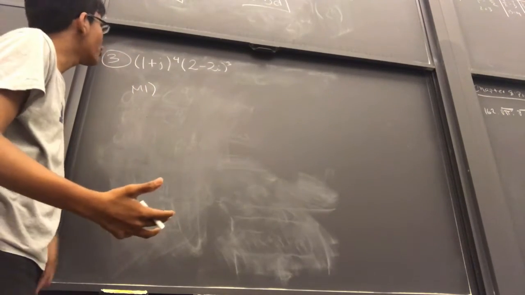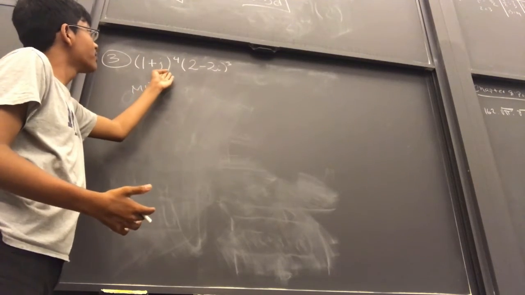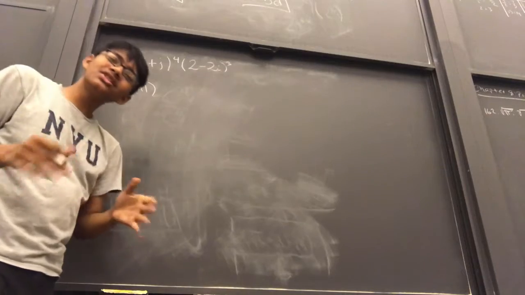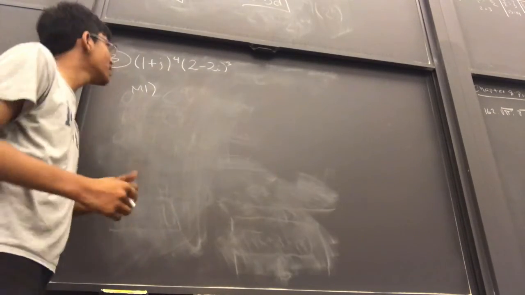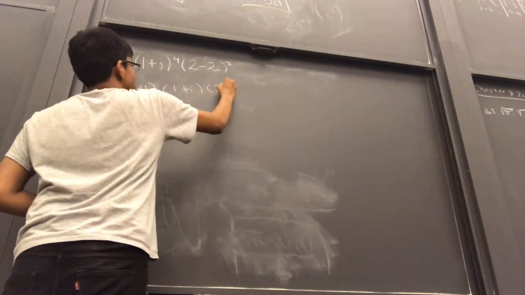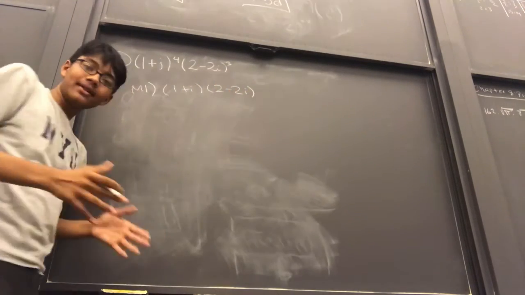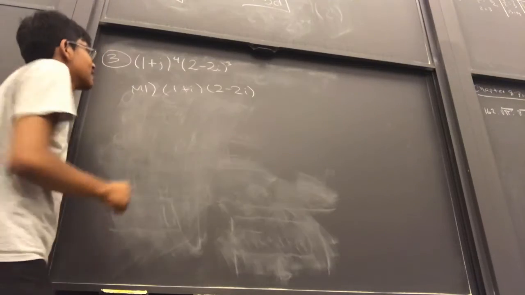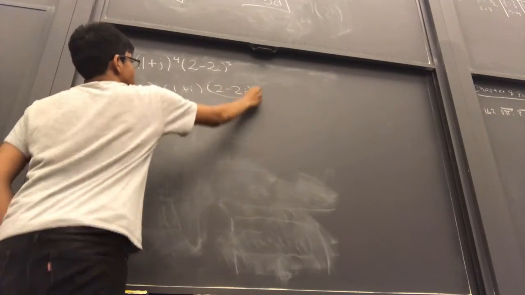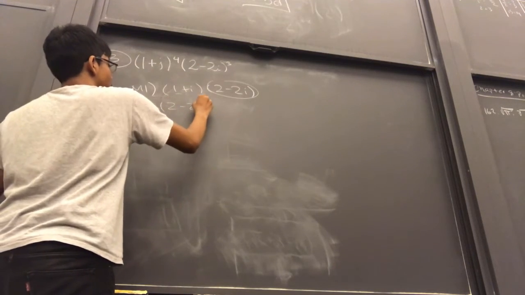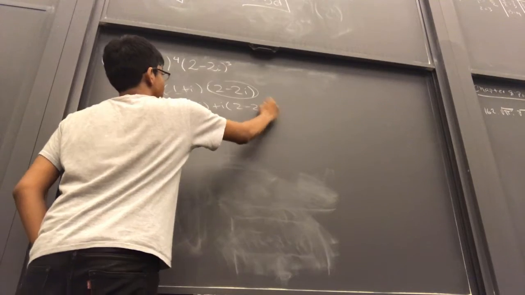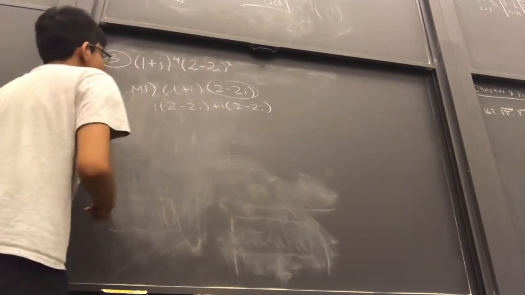Just use brute force to find what is (1 plus i) to the 4th? What is (2 minus 2i) to the 3rd? But let's try to see if there's any pattern, any tricks. Let's just find what (1 plus i) times (2 minus 2i) is. Okay, let's test this out first. Alright, so this is going to give us 1 times this whole term, which is 2 minus 2i, plus i times 2 minus 2i. Alright, let's simplify this out.